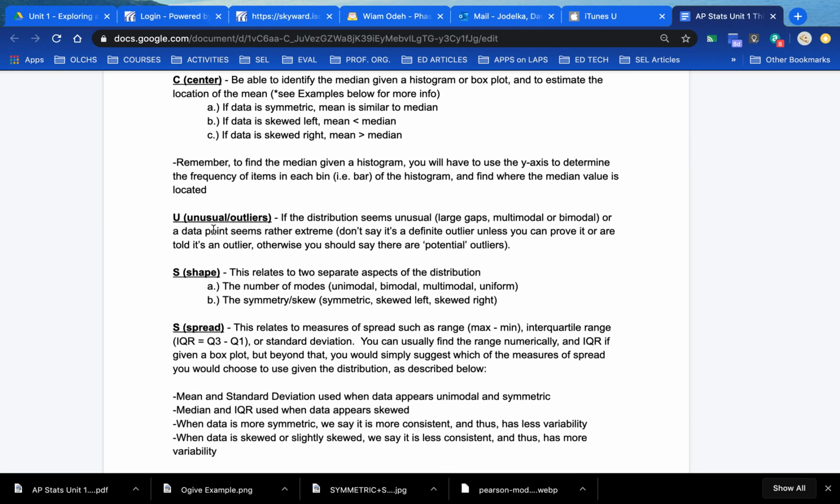Unusual, that's the U of CUS. Don't just say there is an outlier. Unusual can mean you have a large gap in your data. It can mean you have a potential outlier. Again, use words like that. Don't say it's guaranteed unless you can prove it.